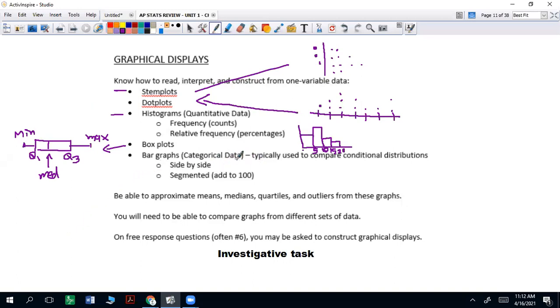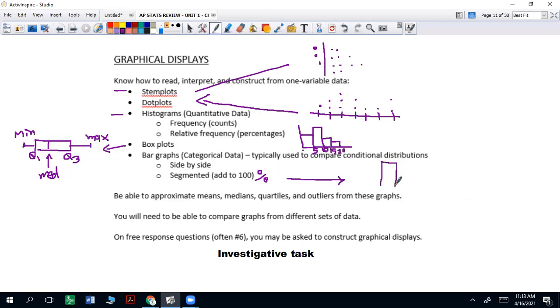Bar graphs are going to be either side by side or segmented. We don't see a lot of bar graphs in our stuff because a lot of times we stick with histograms, but a segmented bar graph basically adds to 100%. So you might have different categories of data all adding to 100%. And so let me show you what that looks like because it's been a little while since you've probably seen one.